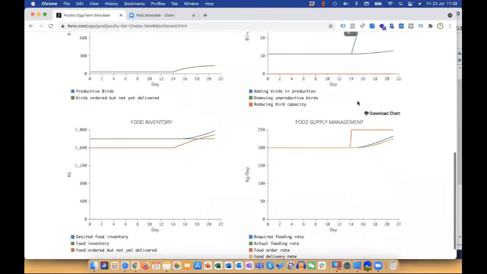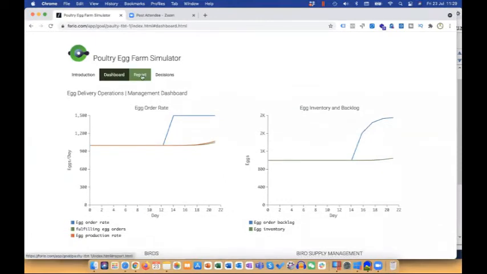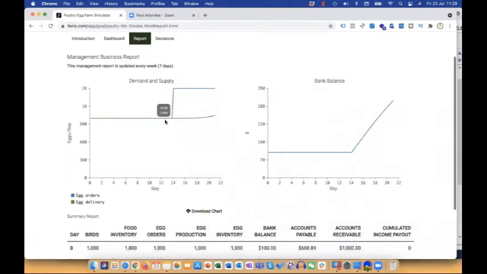And also, of course, we started to order food again, a little bit more than we had. Our food order rate is increasing. And note that there are 3 lines here. So the red line is the food that is ordered but not yet delivered. And the green line is the food that we have available. So we managed to balance that somehow. Okay, cool. What happens on our management report?